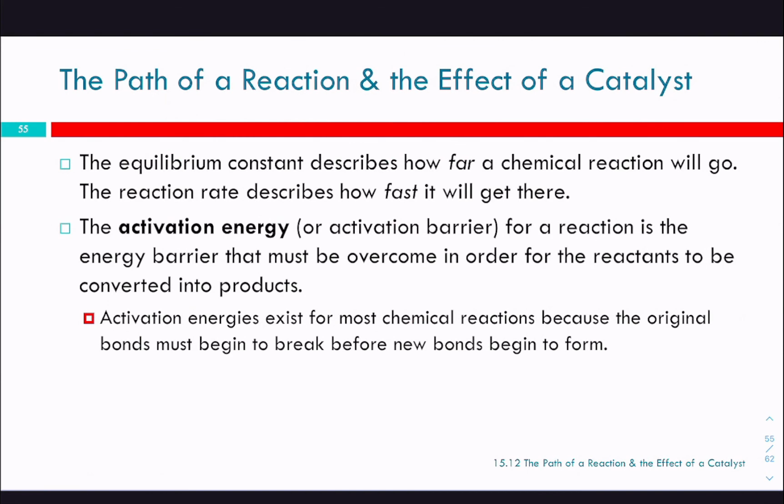Right. So, quickly with catalysts, which is funny because catalysts speed things up. Our equilibrium constant describes how far a chemical reaction will go, so how many products we will have relative to how many reactants. The reaction rate describes how fast it will get there. But the activation energy for a reaction is the energy barrier that must be overcome in order for reactants to be converted into products. So we talked about this at the beginning. We could heat up the reaction, and that will give us more energy to overcome that activation energy. But there are a lot of things that are sensitive to heat. So if you're working in a lab, you might not want to heat it up because it'll destroy your reactants or it'll destroy your product once it's made.